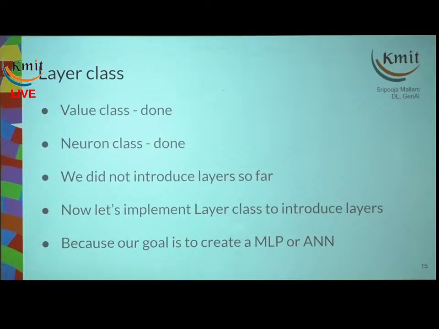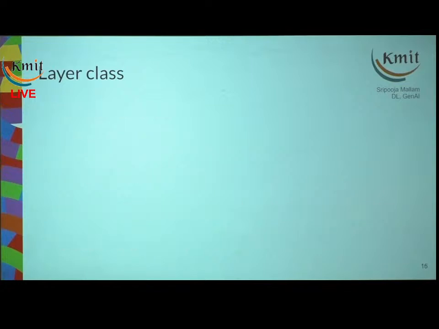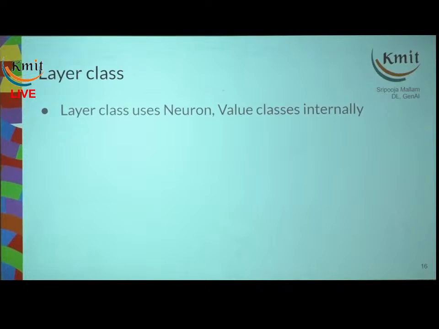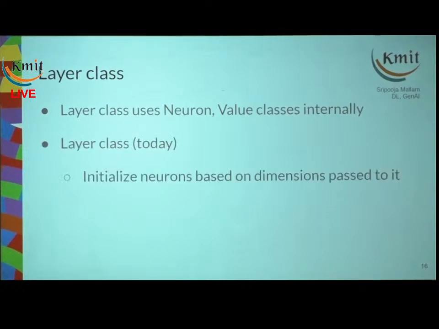Our final goal is anyway to mimic how an MLP or an ANN gets trained. Again, this layer class internally will be using the neuron class and it has a dependency on the value class. So the layer class has a dependency on the neuron class as well as the value class, whereas the neuron class has a dependency on the value class. So that is how the hierarchy is, and today we will do the implementation of the layer class.